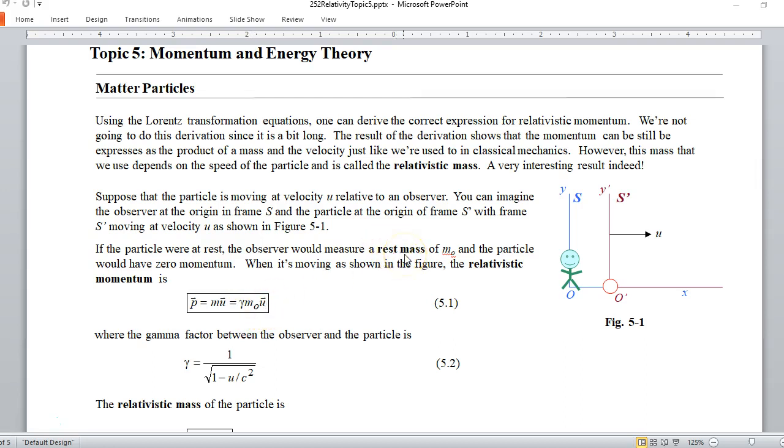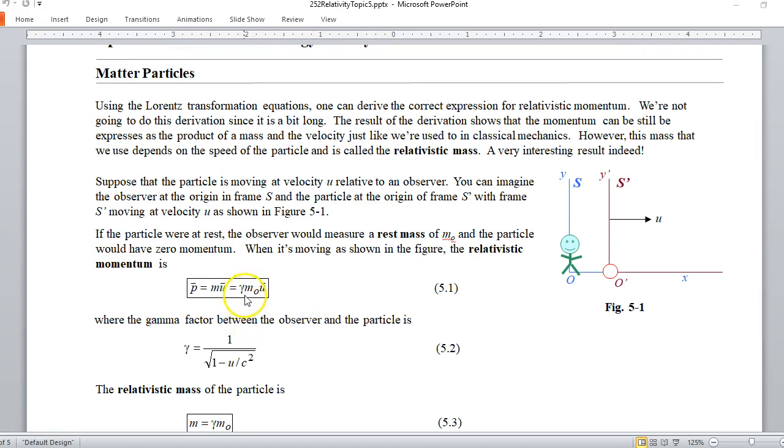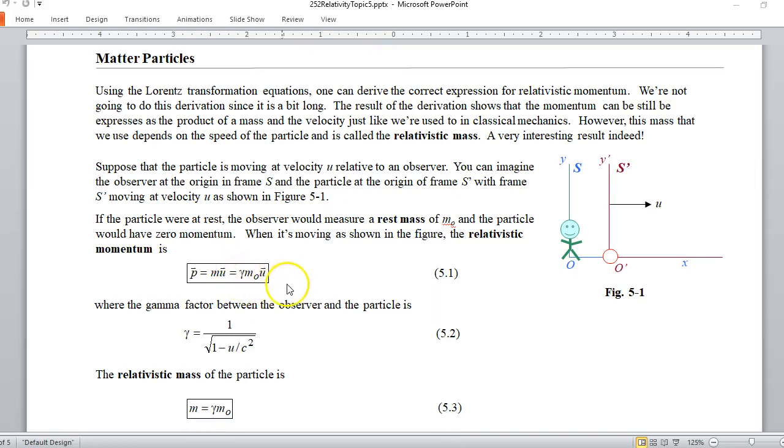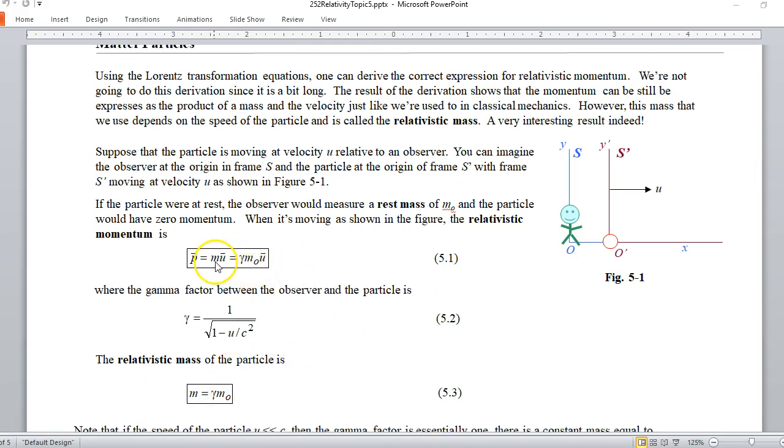The rest mass is the mass of the particle measured when it is at rest with respect to an observer. If it's moving, however, you can think of it as having an increase in mass. So this factor of gamma multiplying the m naught, we call that the relativistic mass, and that is usually symbolized by just m. So we can write momentum as m times velocity, but that m is gamma times the rest mass. As the particle speeds up, as u gets bigger and bigger, the gamma factor gets bigger and bigger, the relativistic mass gets bigger and bigger.